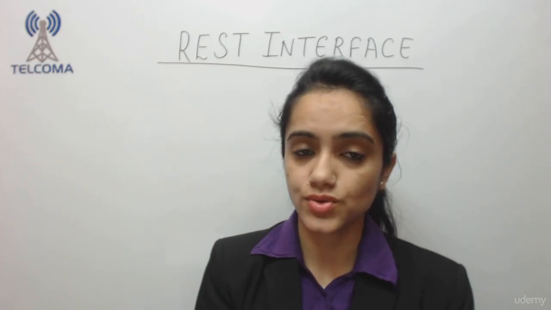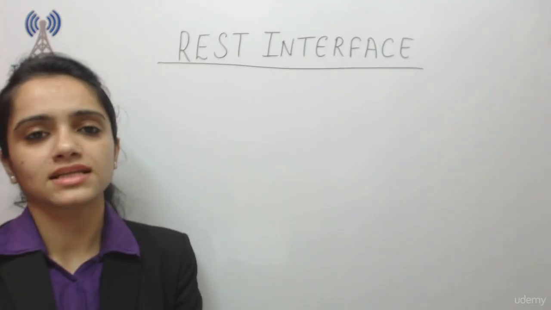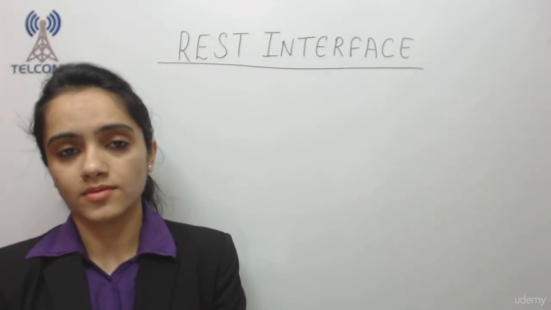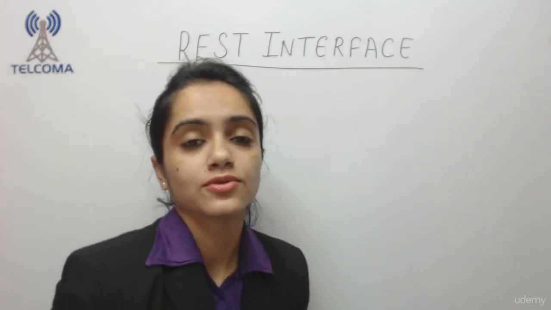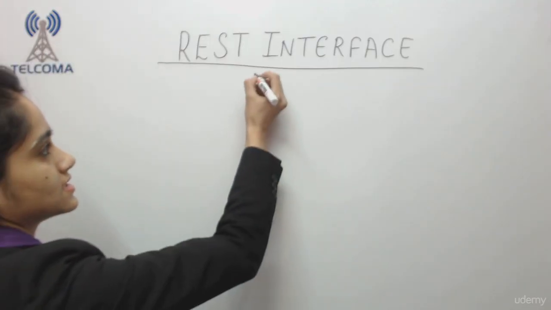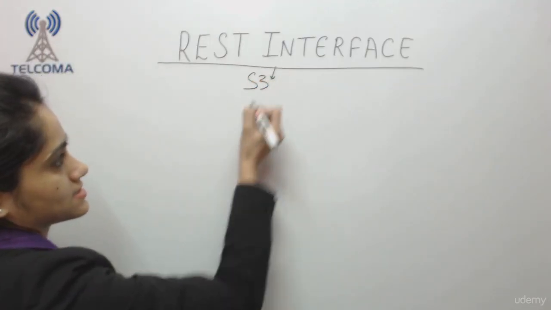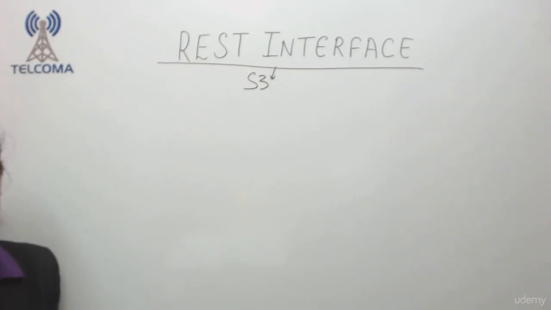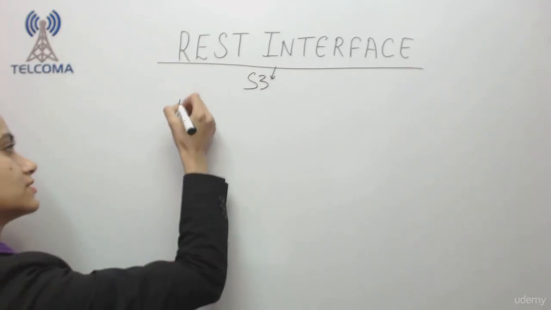REST interface. So today we are going to discuss this interface. Now this is basically a native interface for Amazon S3. So we have REST. Now REST is basically representational state transfer.